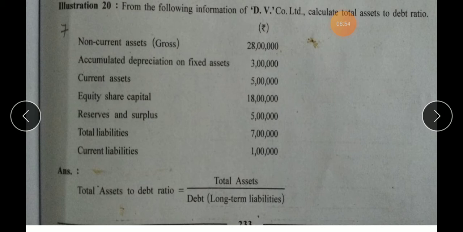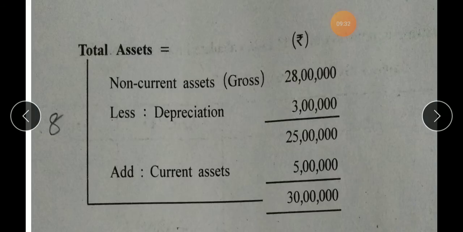So firstly, you will write down the formula. Total assets to debt ratio equals total assets upon long-term liabilities. So let us find out total assets and long-term liabilities from the given question. This is the question given to you. Non-current assets, depreciation, current assets, share capital, reserves, total liabilities, current liabilities. Yes, let us see the solution.